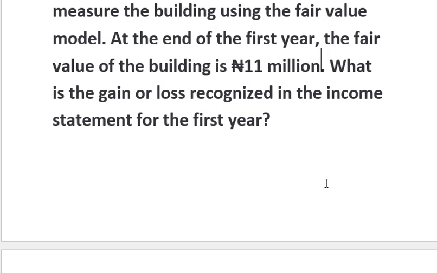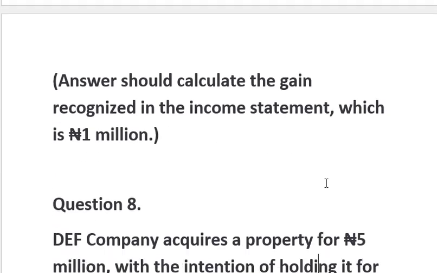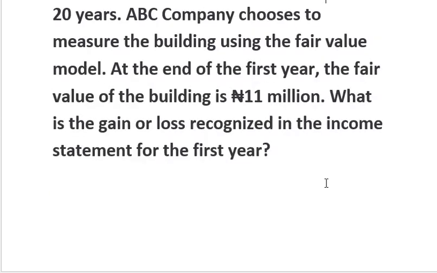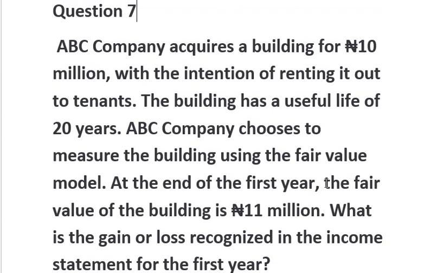Quickly, let's go to the answer. Now, let me take you back a bit. Look at it now. They said they acquired a building for 10M with the intention of renting it out. By renting it out, it means they have met the criteria of any future economic benefits. That is number one. Please note that. The cost can be reliably measured. They have told us it is 10M. So they have met the criteria of classifying this asset as an investment property.